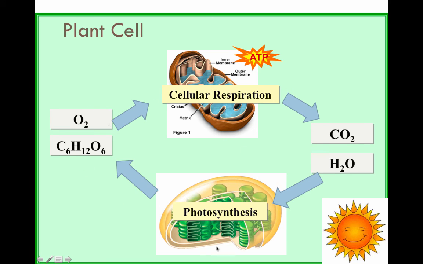So I want to make sure you guys see the relationship here, that what one thing produces, the other one uses. Cellular respiration produces carbon dioxide and water. Photosynthesis uses it. Photosynthesis produces oxygen and glucose. Cellular respiration uses it. Notice they are dependent on each other. Cellular respiration needs photosynthesis, and photosynthesis needs cellular respiration.